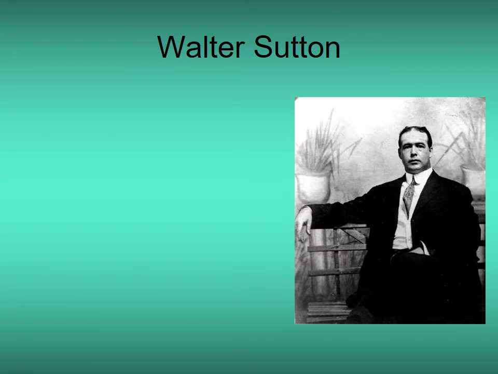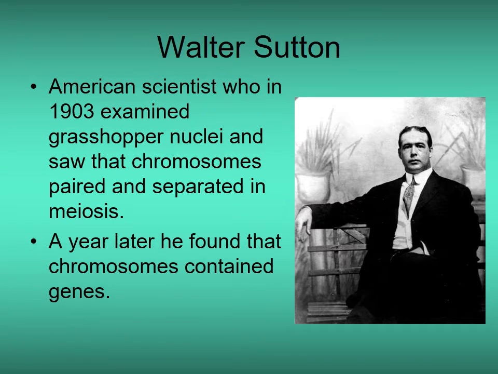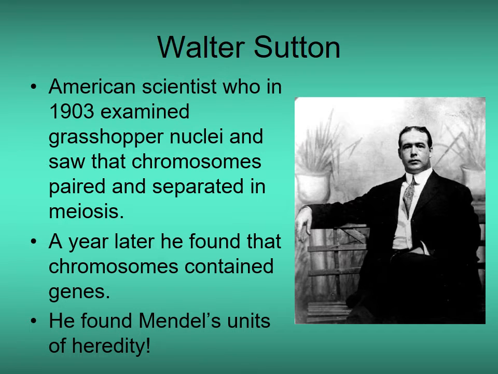So in walks Walter Sutton about 40 years later. He's an American scientist who in 1903 examined grasshopper nuclei, and he actually saw chromosomes pairing up and separating during meiosis. A year later, he discovered that those chromosomes actually contained information, genes. So basically his finding together with Mendel's findings really gave a very clear look as to what was going on. He found Mendel's units of inheritance.